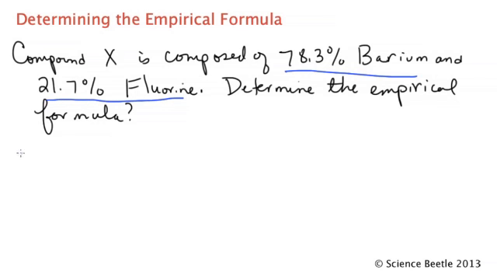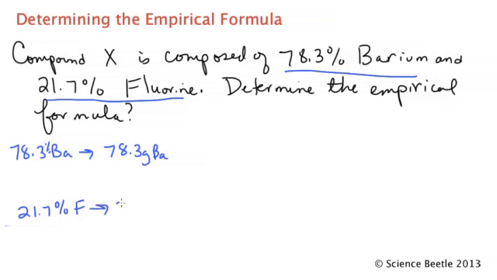So let's go ahead and take those numbers. 78.3 barium, and the symbol for barium is Ba. And then we've got 21.7% fluorine, and the symbol for fluorine is F. And this is a percentage up there for barium. And since I know that if I add these two together, I do come up with 100%, I'm just going to go ahead and erase this for now, and convert these to grams. So I actually have 78.3 grams of barium, and I've got 21.7 grams of fluorine.